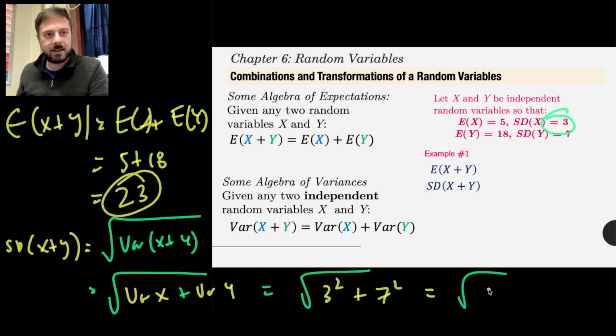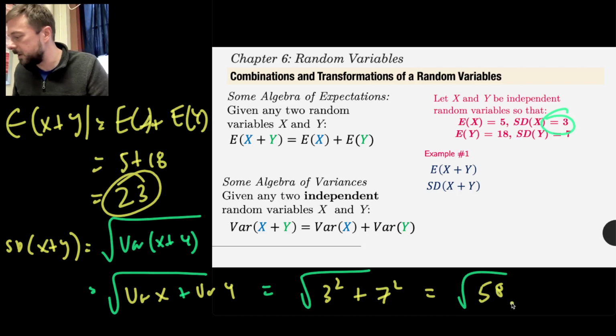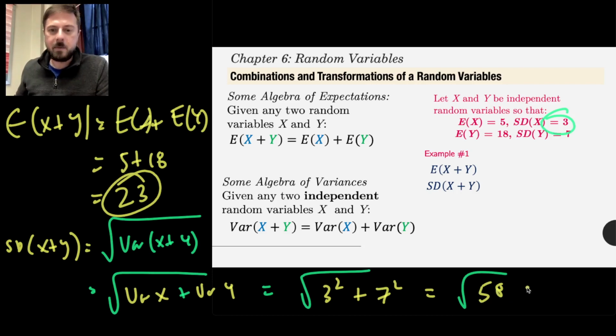Is that right? Am I mathing correctly in my head? I think I am. Which would be some number between 7 and 8. I don't have a calculator in front of me, so I'll just leave it be. But it'll be something around 7.5 or so, close to halfway between 7 and 8. Square root of 58. Simple enough.